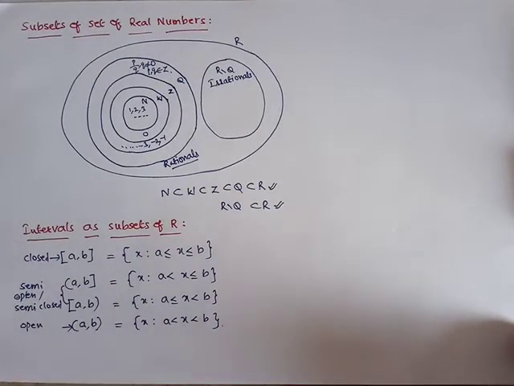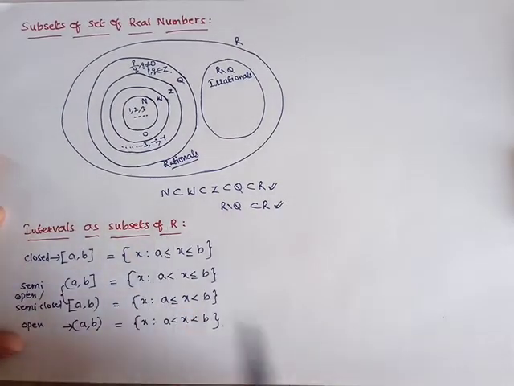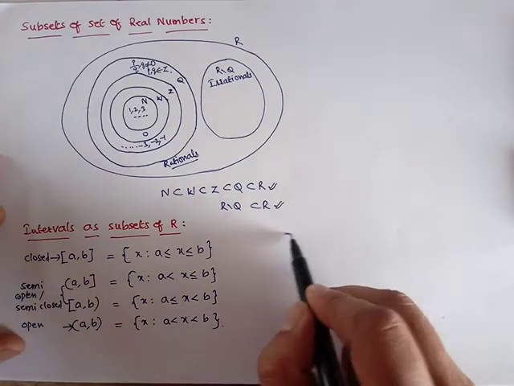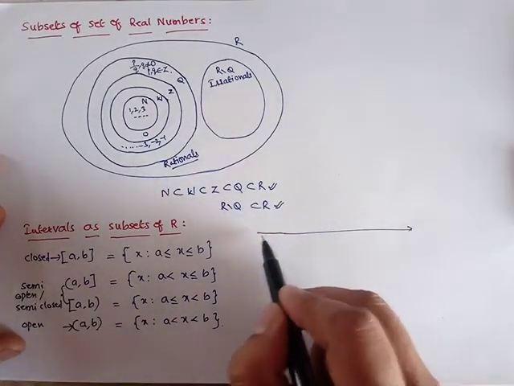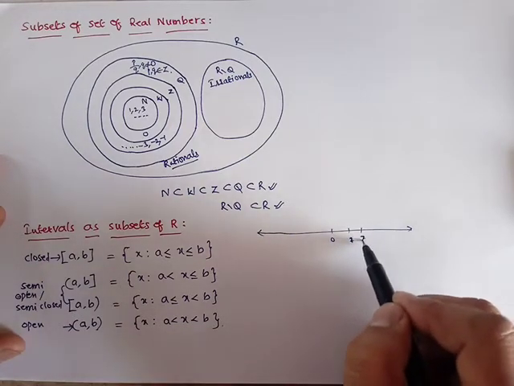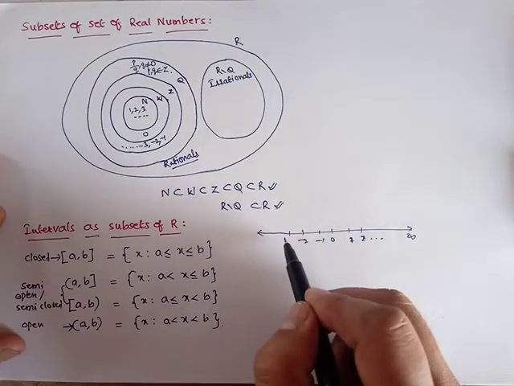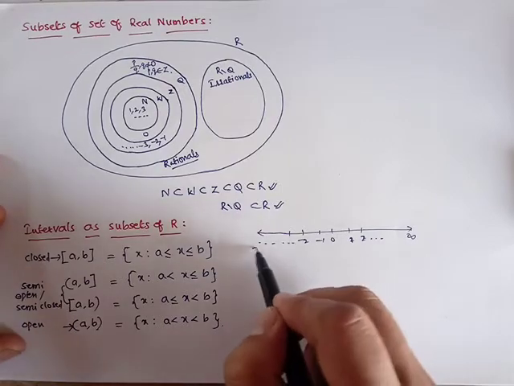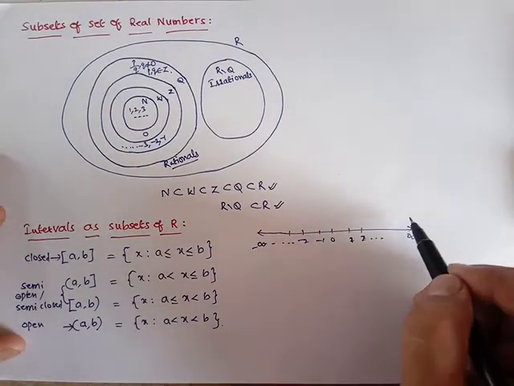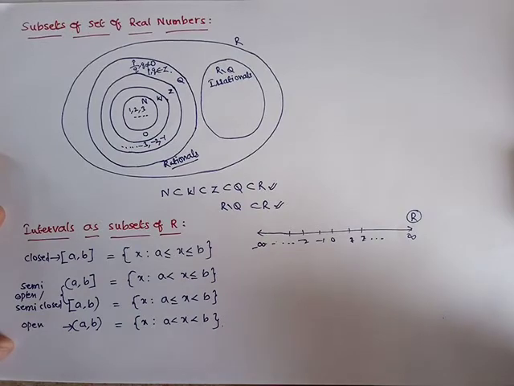Now coming to the next subtopic, intervals as subsets of R. If you consider the real number system, it can be taken as 0, 1, 2, 3 and so on to infinity, -1, -2, -3 and so on to minus infinity. Now this is generally your real number system.